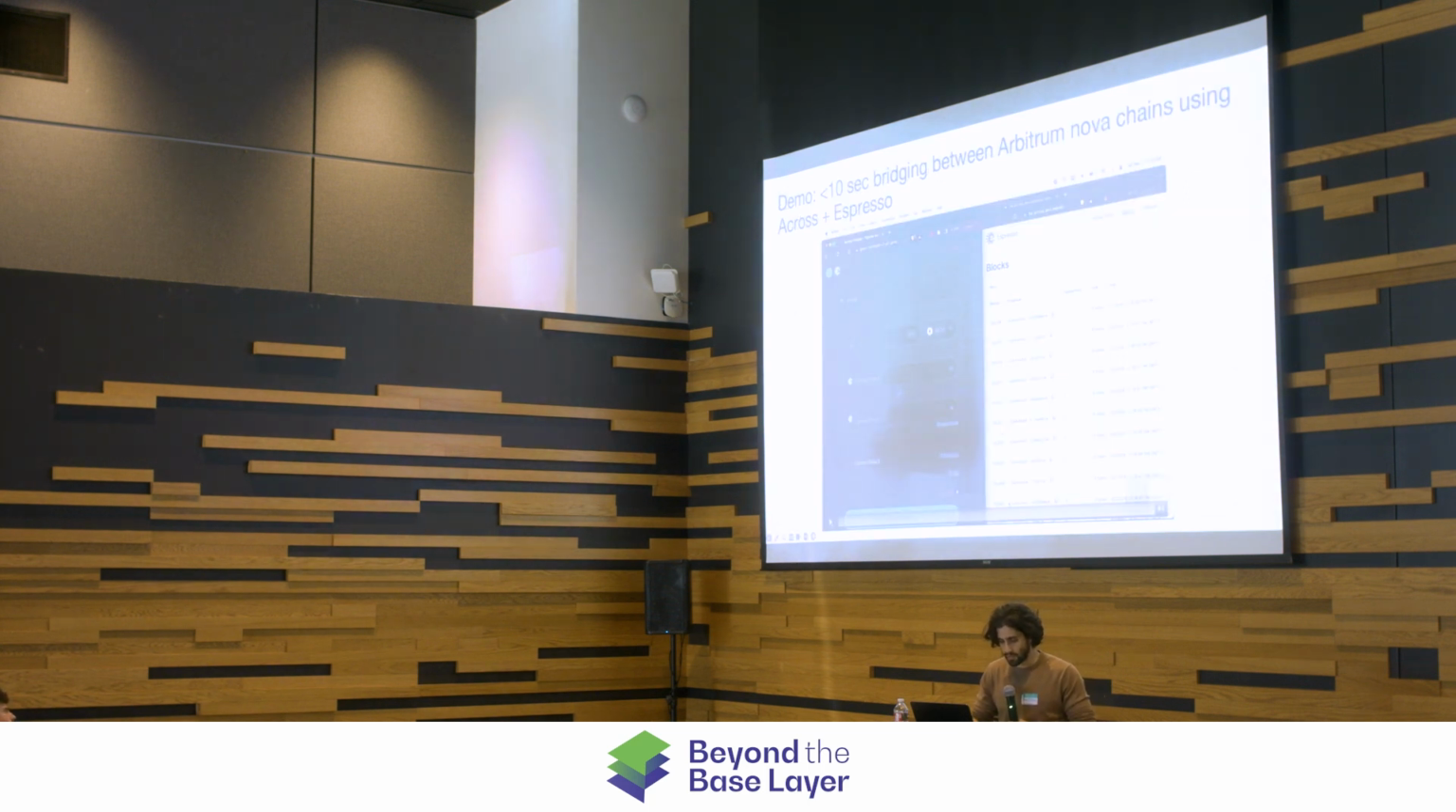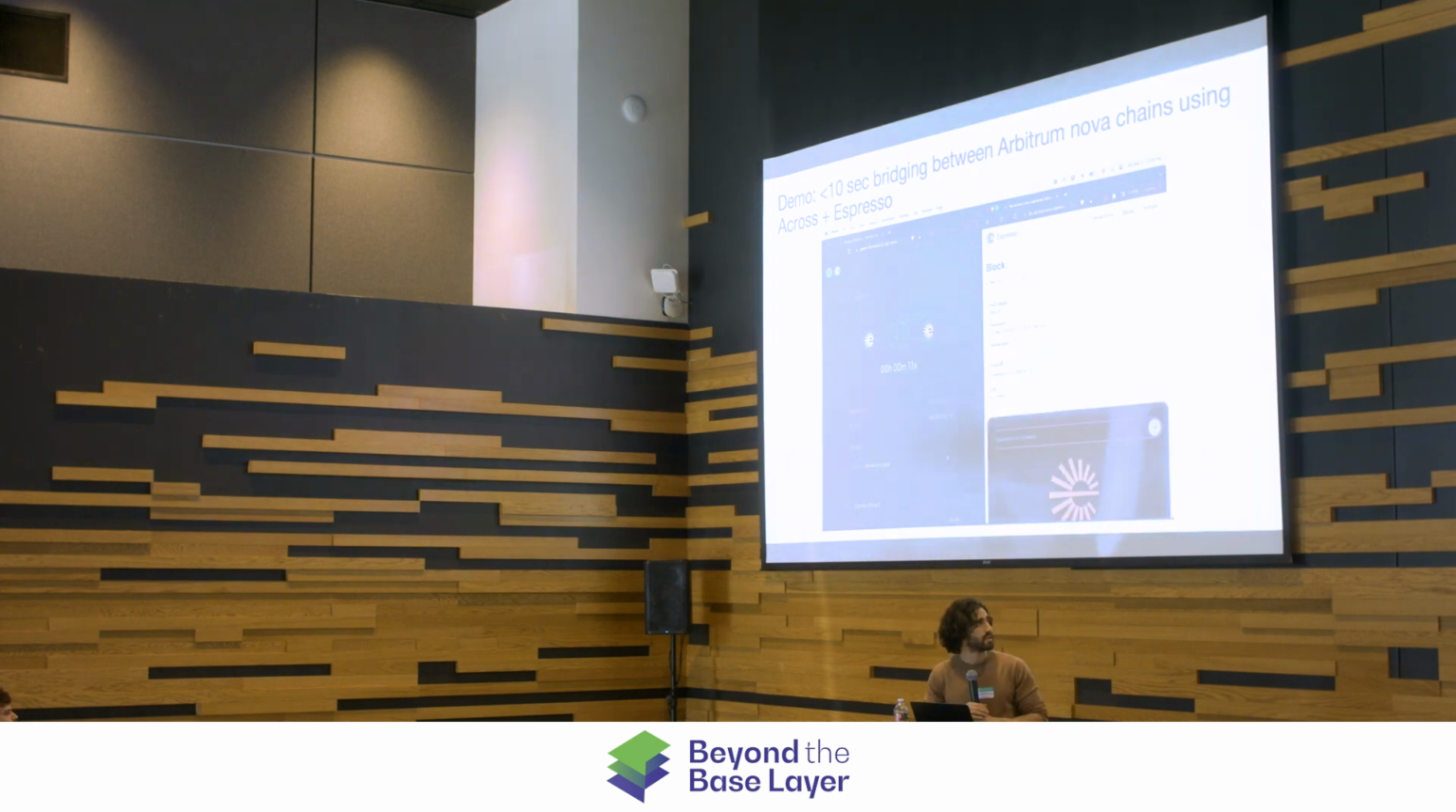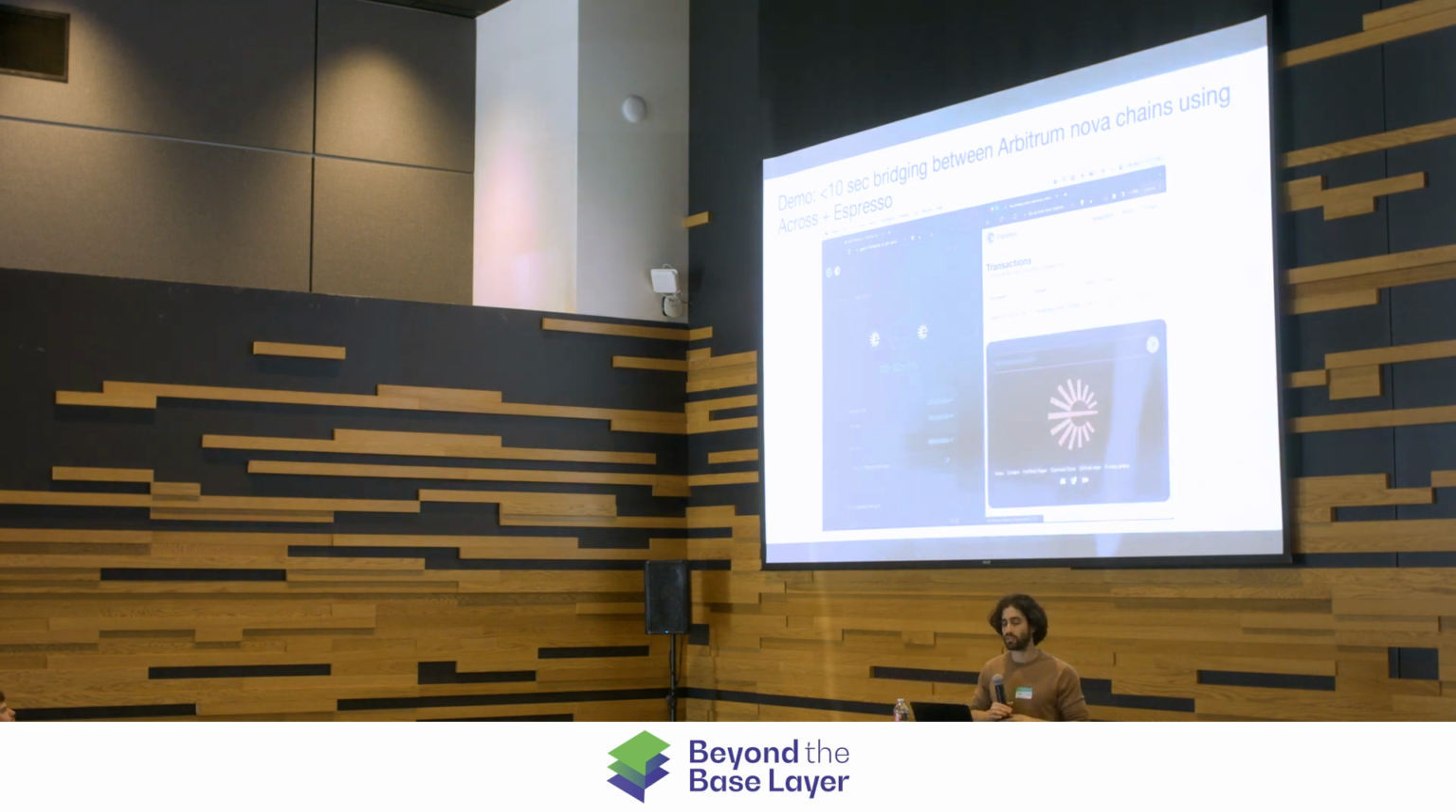So I'm going to demo here quickly. This is just a video for the sake of convenience. But what we're showing here is we spun up 2 Arbitrum Nova chains on the Espresso system. They're sharing Espresso as a finality gadget. And what you're seeing here is that we made an Across bridge transaction, and it got finality from Espresso within just 2 seconds, even though it's going between 2 different Arbitrum chains. And the Across relayer was able to fill the transaction after only 7 seconds.